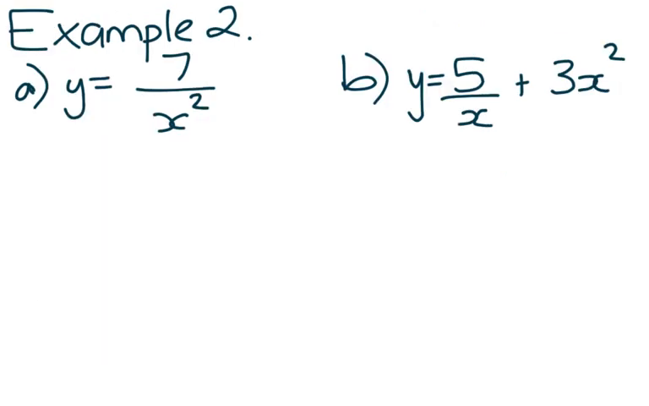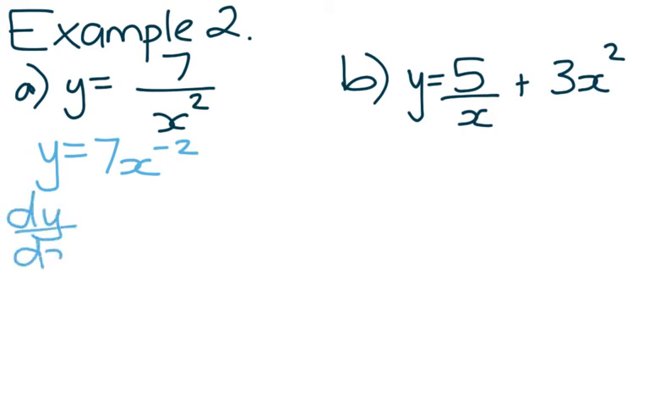The next example is a little bit trickier. It's looking at when there's x's on the bottom of a fraction for a function. And before we even start, what we need to do is we rewrite the function again. So at the moment, we've got y equals 7 over x squared. So we can rewrite that as 7x to the power of negative 2. Because remember, when we have a positive power on the denominator and we move it to the numerator, the power becomes negative. So now when I do my dy by dx, I'm going to do negative 2 times 7, which is negative 14. And then I'm going to reduce the power by 1, which becomes negative 3.